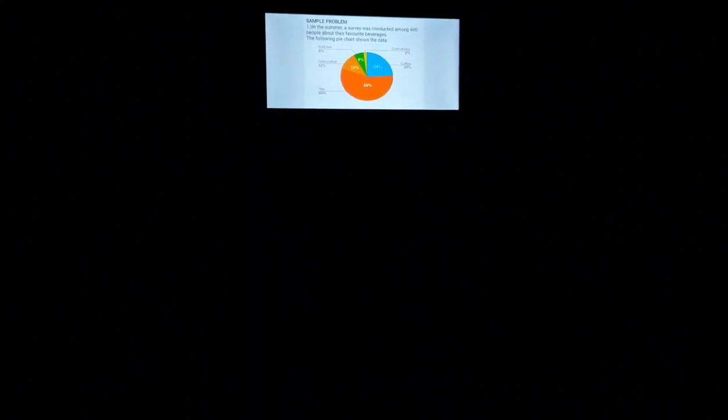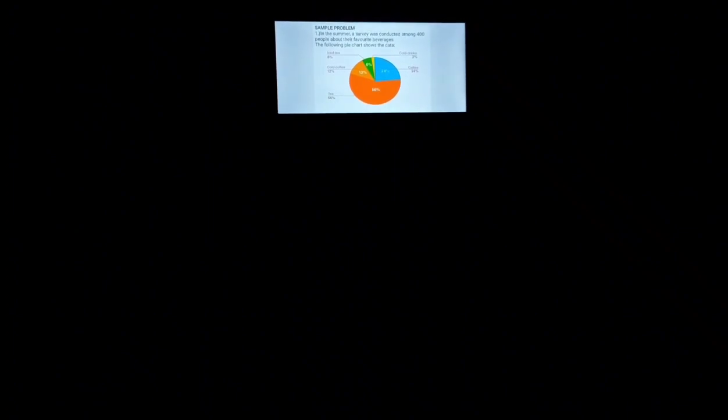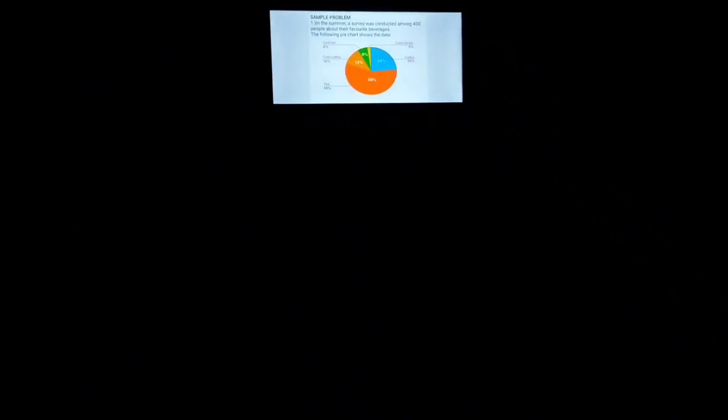That's all. Thank you. This is the sample problem. In the summer, a survey was conducted among 400 people about their favorite beverages. The following pie chart shows the data. It shows that 56% of people like tea, 24% like coffee, 2% like cold drinks, 6% like iced tea, and 12% like cold coffee.